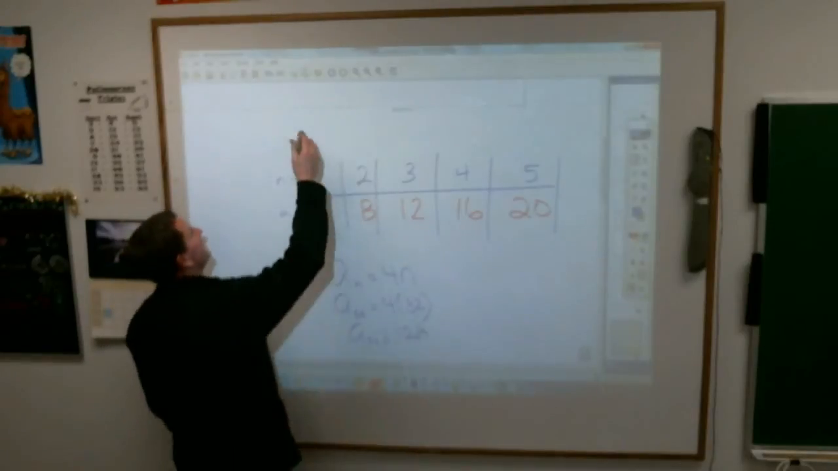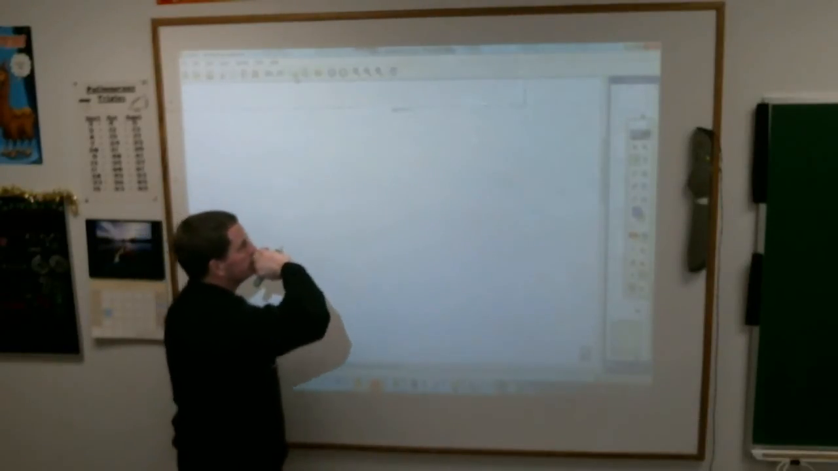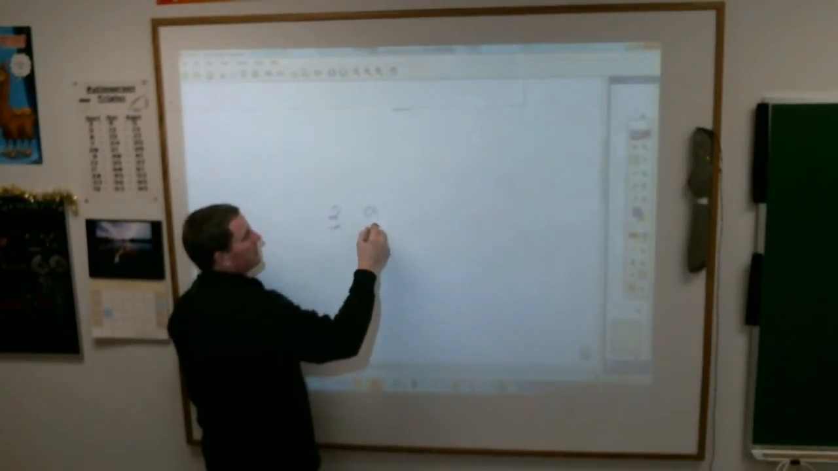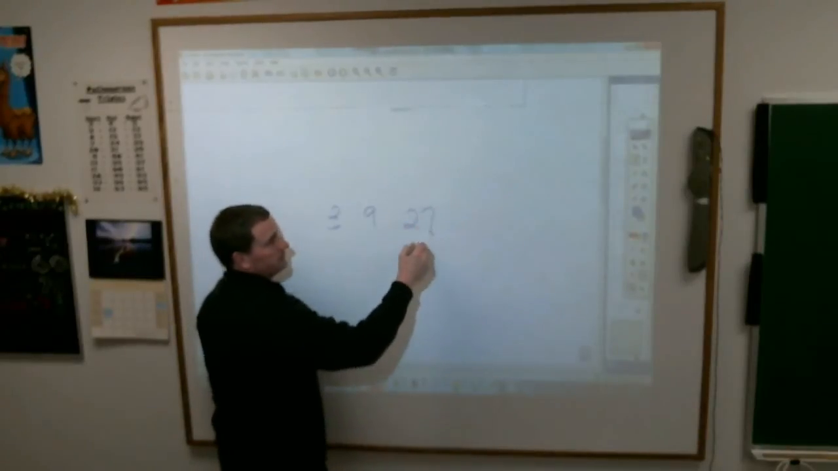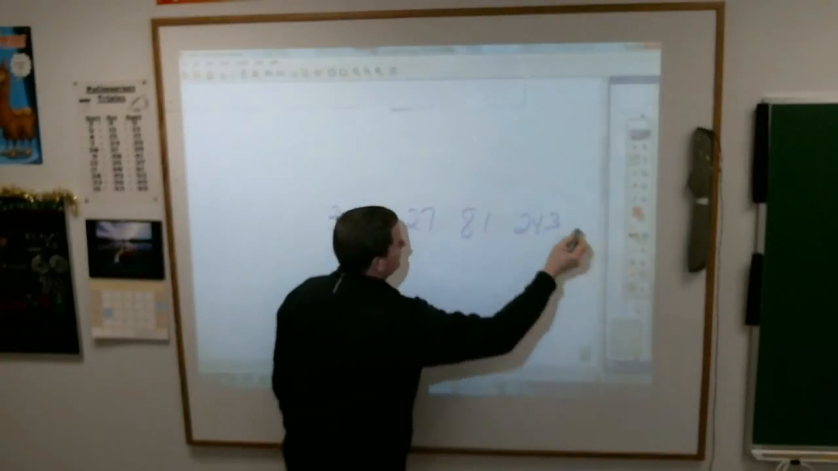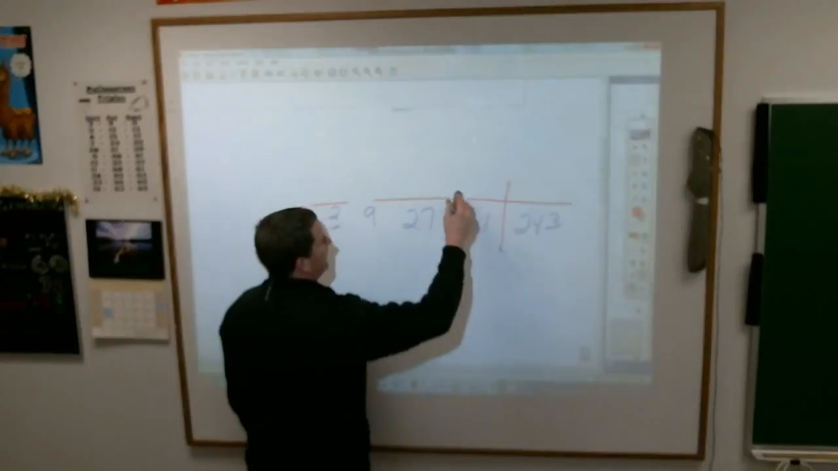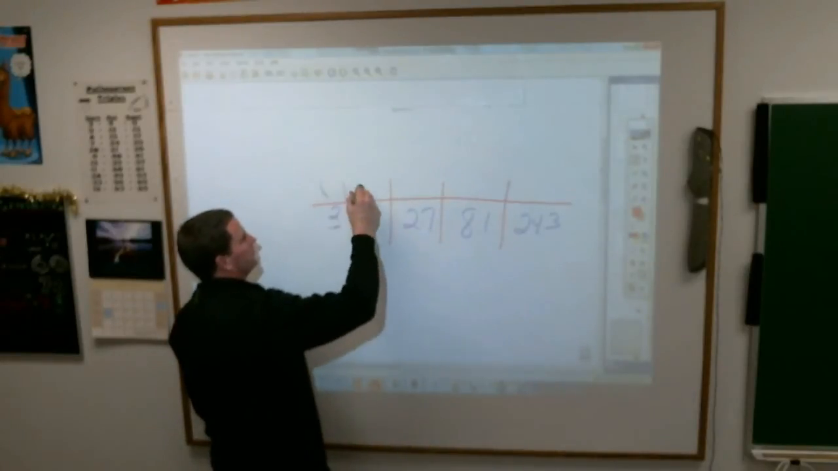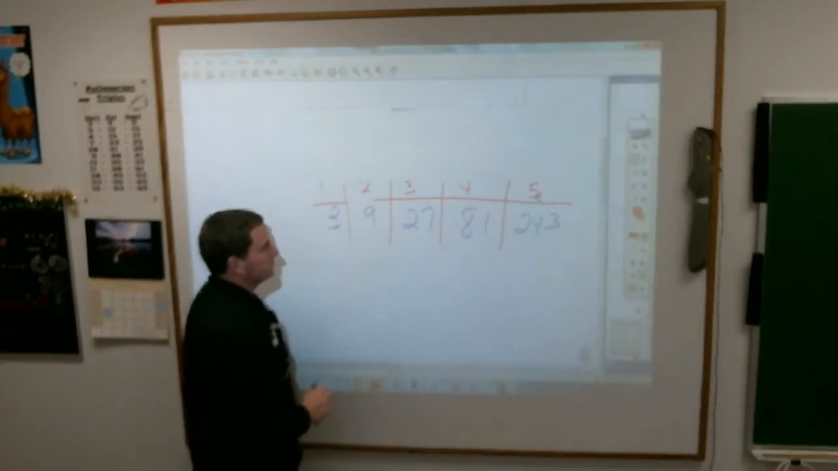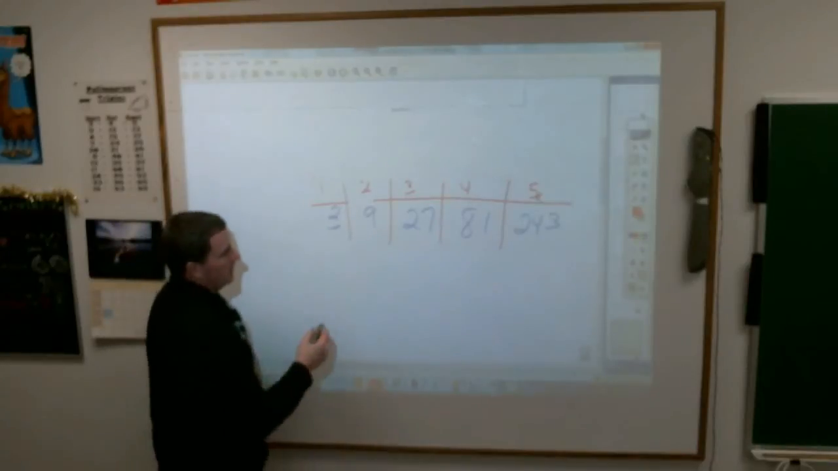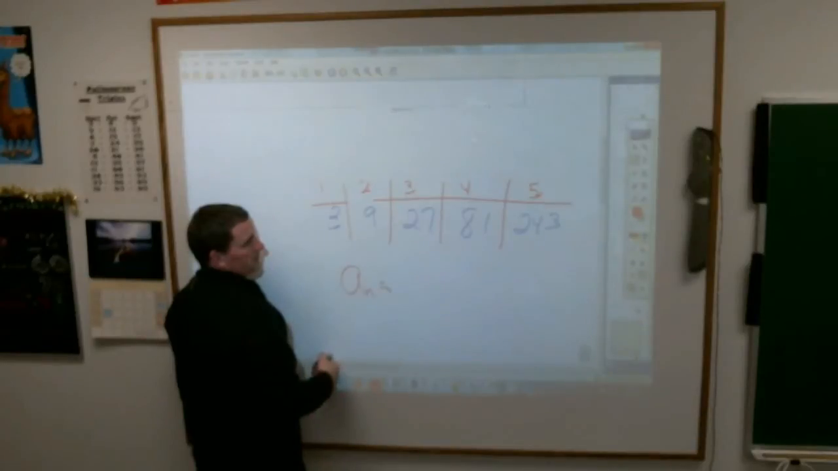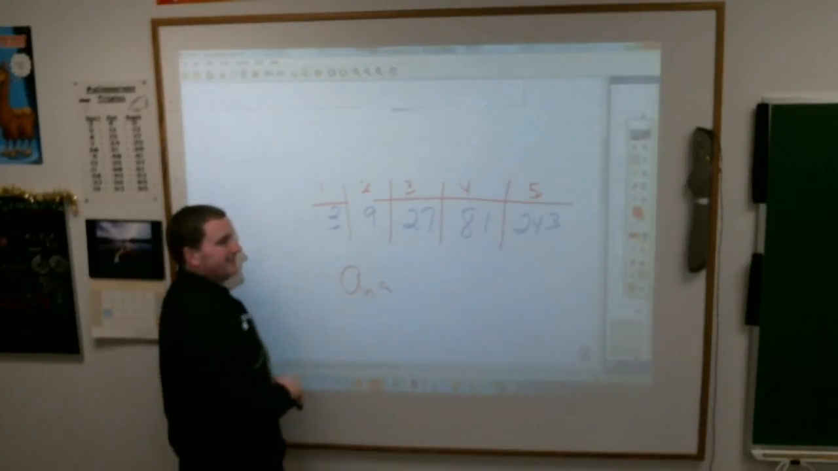Now, lest you think you have that, let's do this. 3, 9, 27, 81, 243. Let's look at a geometric one. First term, second term, third term, fourth term, fifth term. And I said the same thing to you. If I wanted A to any term, what would I do to get that?